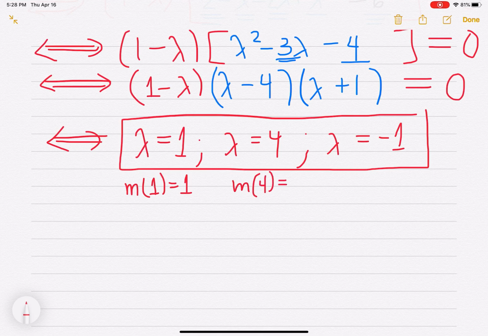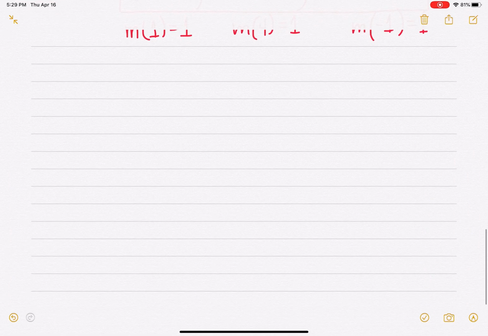This is called algebraic multiplicity. There's something else called geometric multiplicity that can be different. Multiplicity of negative 1 is 1. They all have multiplicity 1. They show up exactly one time, no repeated roots. All right, so that's kind of nice, which is one problem. Let's do another.